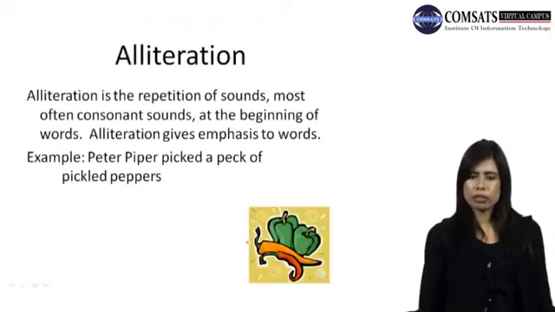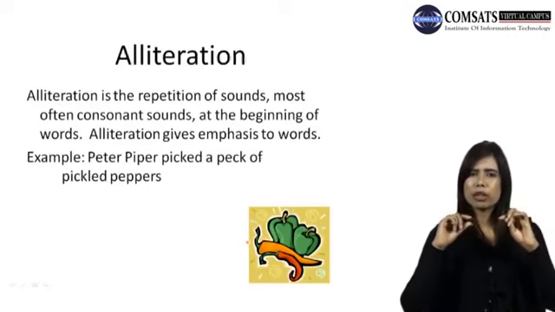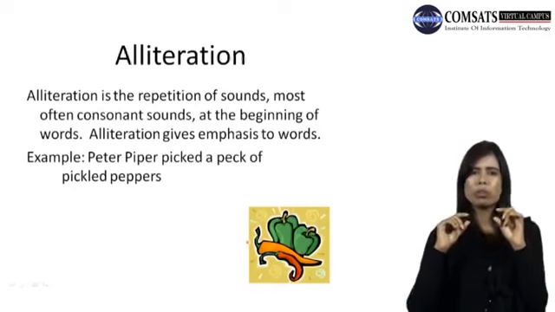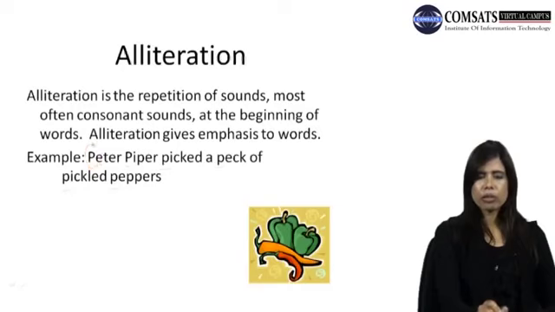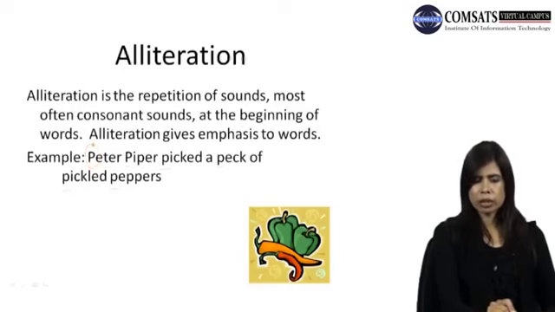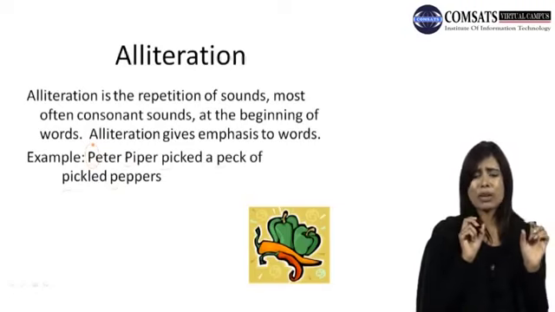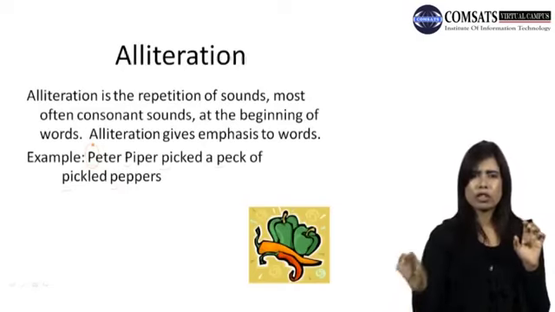Alliteration is the repetition of sounds, most often consonant sounds, at the beginning of words. Alliteration gives emphasis to words. So my dear students, you can see an example. Peter Piper picked a pack of pickled peppers. Here you can see the repetition of the consonant sound p. When you emphasize some words, you use these kinds of expressions. This is known as alliteration.